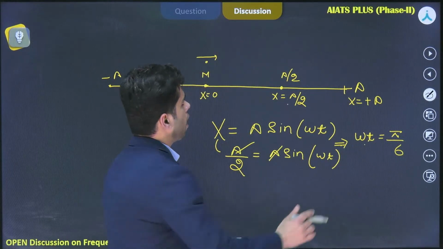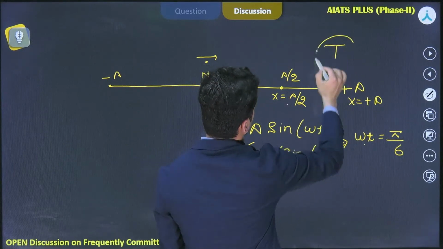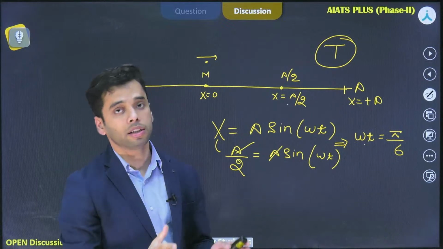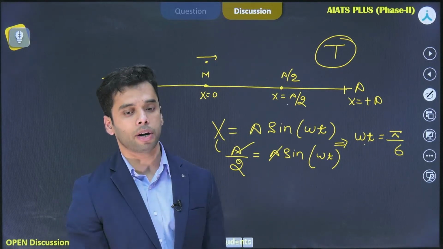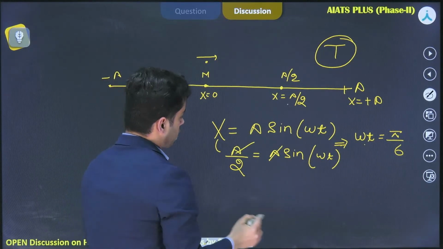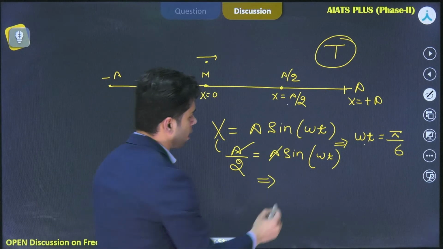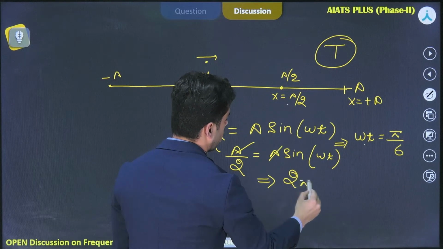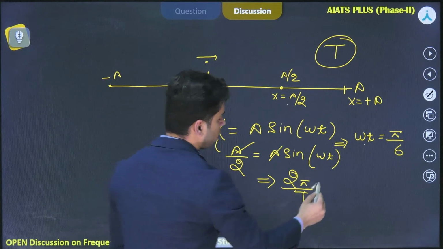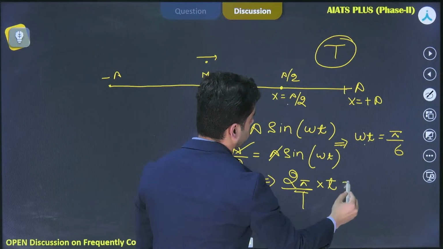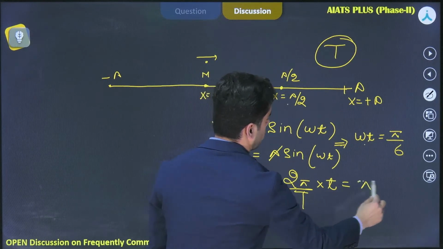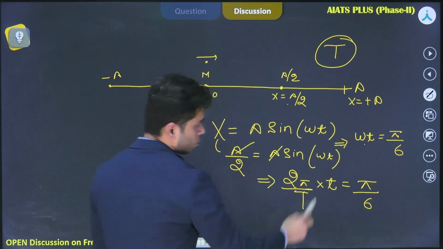Now if I assume that the time period for this simple harmonic motion is capital T, I am assuming that the time period for this simple harmonic motion is capital T. So dear students, I can write that omega, the angular frequency, can be written as 2 pi over T, and this small t is the time taken to go from 0 to a by 2, and it should be equal to pi by 6. So let me cancel this.